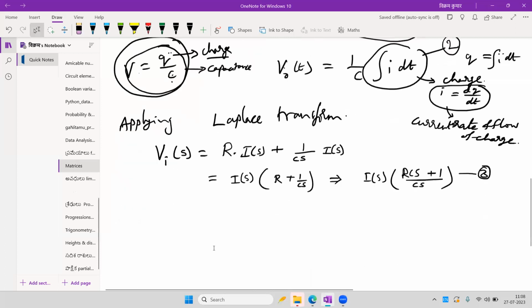Now, what does Cs mean? What is Cs? I'll explain that. For that only I'm writing another equation, and there you will understand.